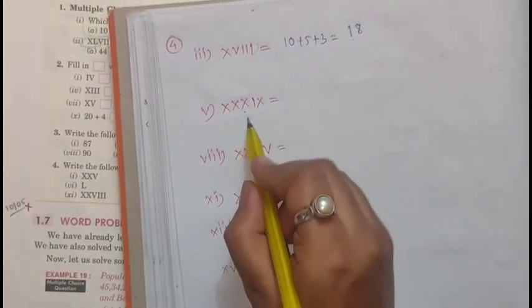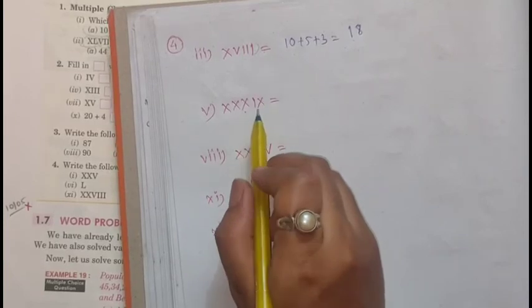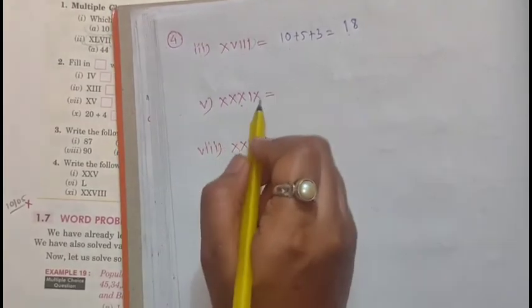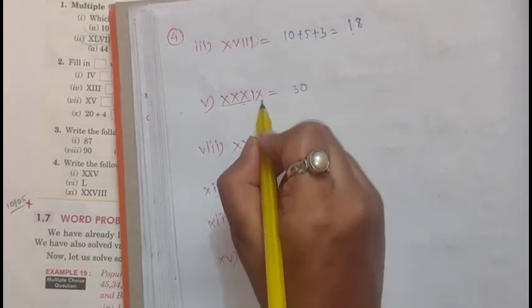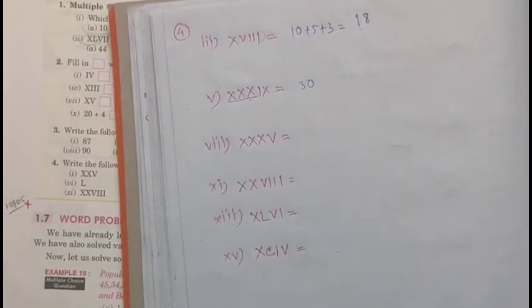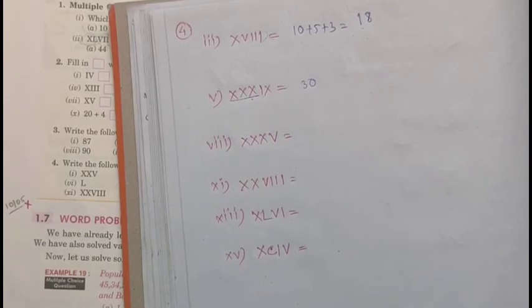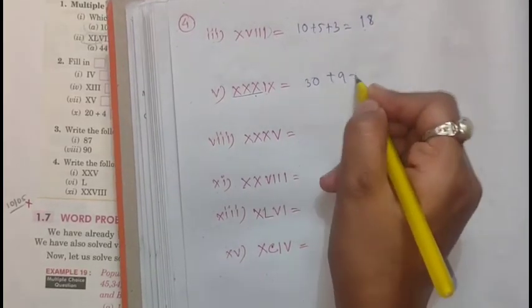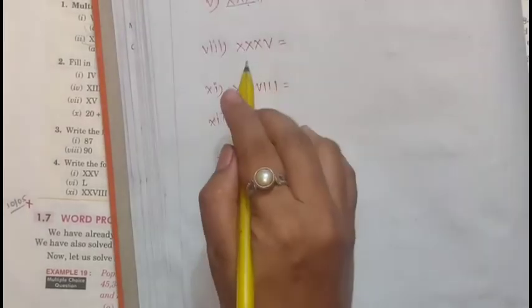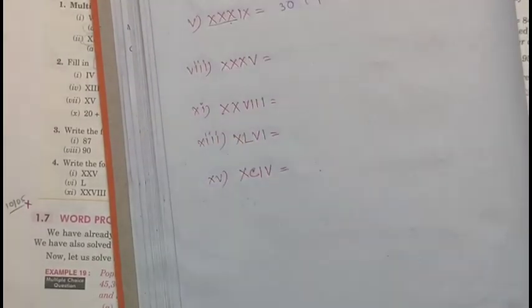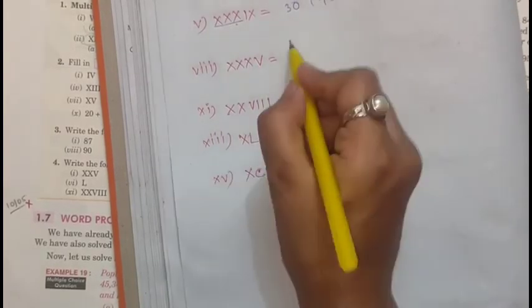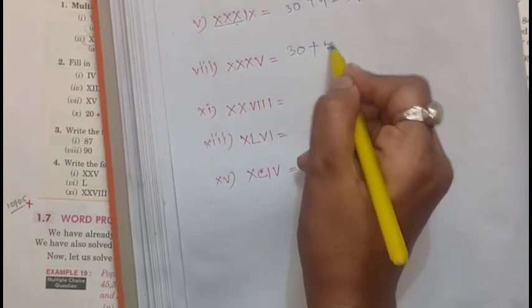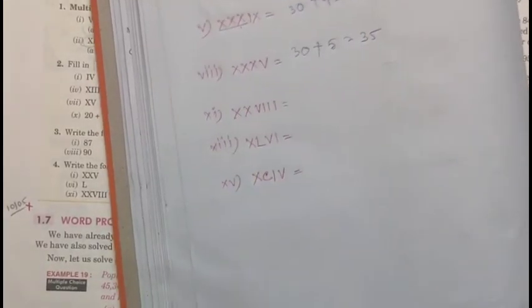Okay. Next, X, X, X, I, X. So here we can see triple X means 30 and I X means 9. So the smaller value is written at the right side. So we need to add these two values. 39. Next one, X, X, X, V. X is for 10, but here X is written 3 times. So we need to add 10 3 times, then we will get 30. V is for 5, so 30 plus 5 is 35.